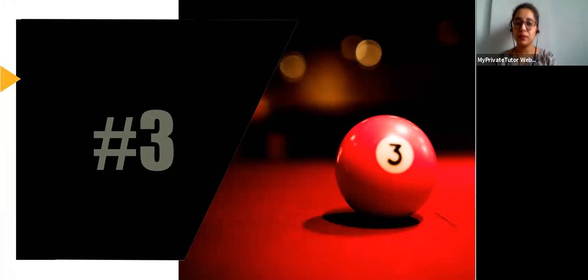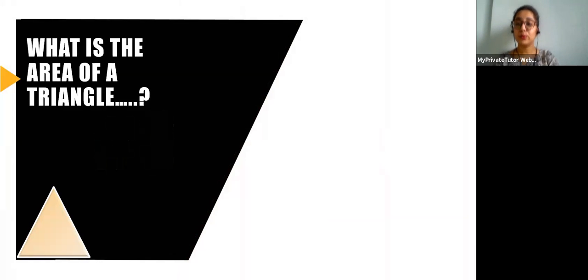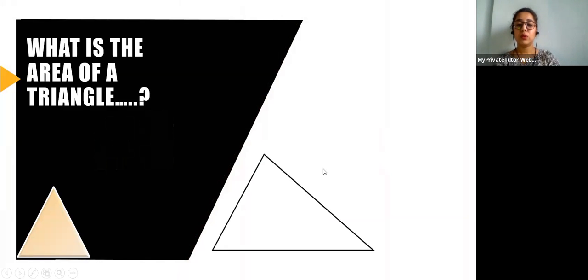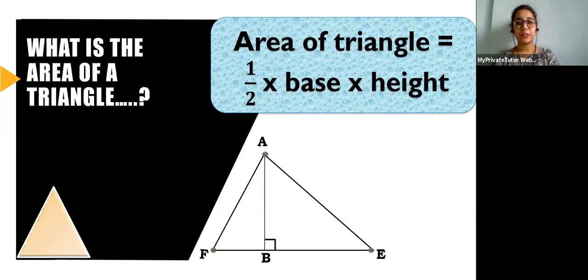Now, this is a theorem. Before that, let's check how we calculate the area of triangles. The formula for the area of a triangle is half into base into height. So first let's check out this triangle. This is triangle AFE with altitude AB. Okay, so what is the area of the triangle? It is half into base into height.